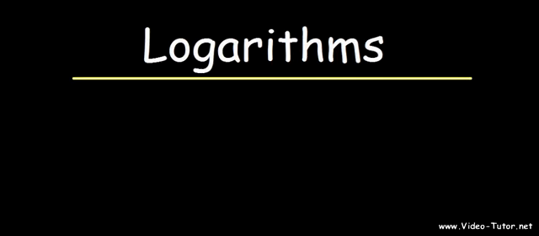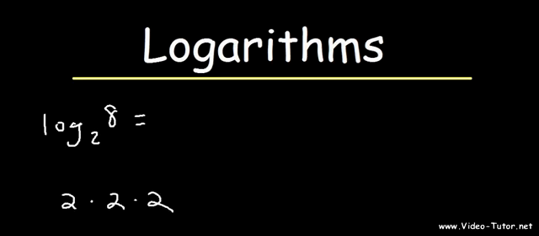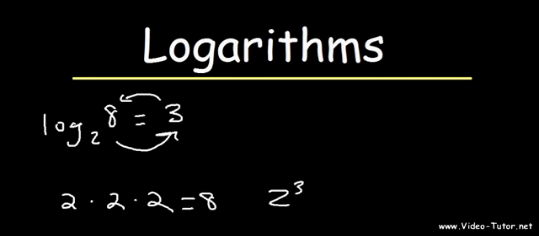So let's begin. Let's start with evaluating logs. So log base 2 of 8 is equal to what number? What would you say? 2 raised to the what power is 8? How many 2's do you have to multiply to get to 8? 2 times 2 times 2 is 8. So you need 3 2's to get to 8, because 2 raised to the third power is 8. So this answer is 3.